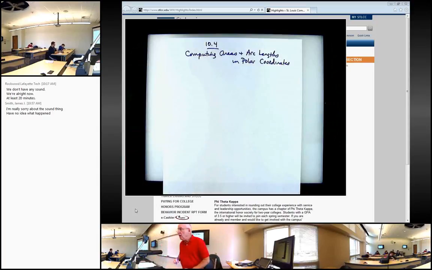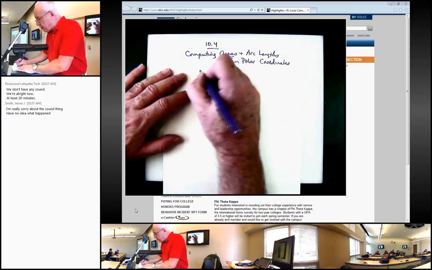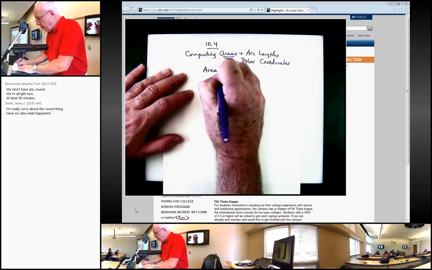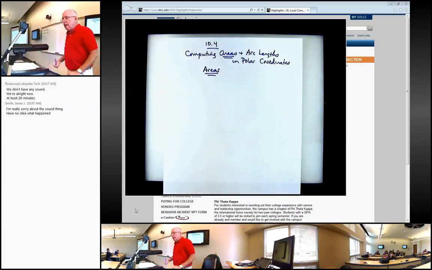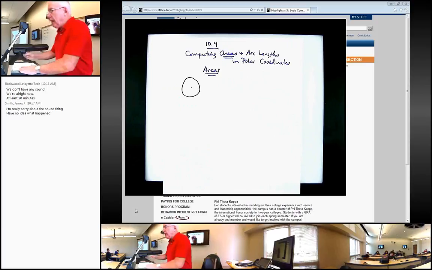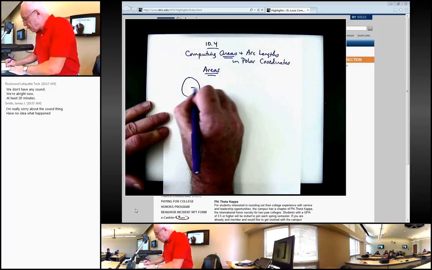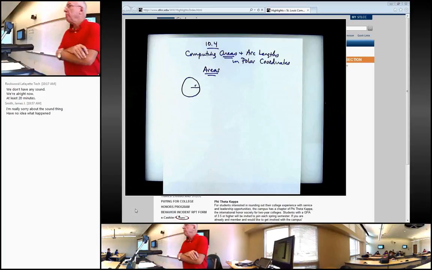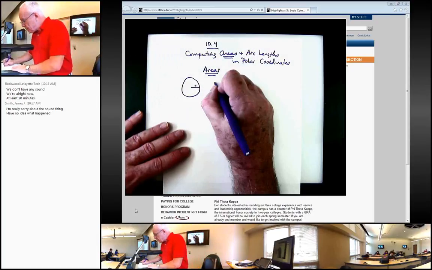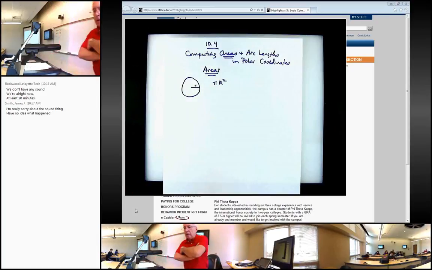Okay. So what I want to start out with here is just looking at a plain old circle. We're going to look at this thing first, areas. And let's just look at a circle. And what's the area of a circle with radius r? Pi r squared. So it's pi r squared.